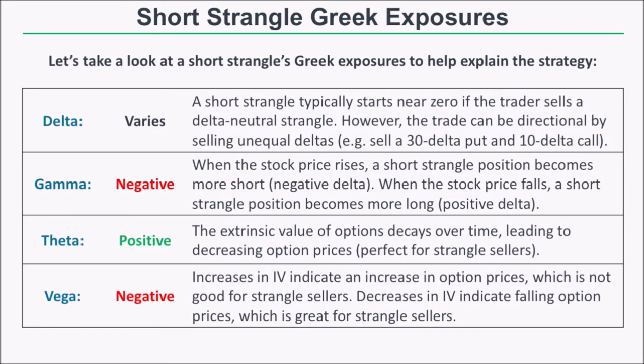Now, in regards to gamma, a short strangle position has negative gamma. That means that as the stock price rises, a short strangle position becomes more short, and when the stock price falls, a short strangle position becomes more long. So if the stock price keeps increasing towards your short call, you're going to get more and more bearish on your position, which means that you're going to have negative deltas.